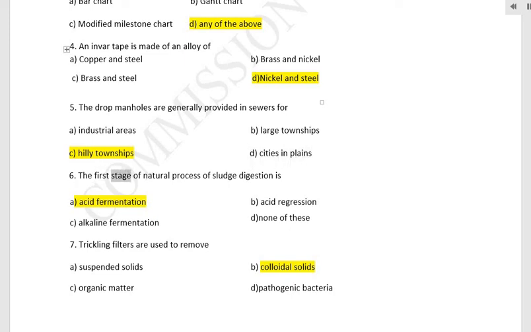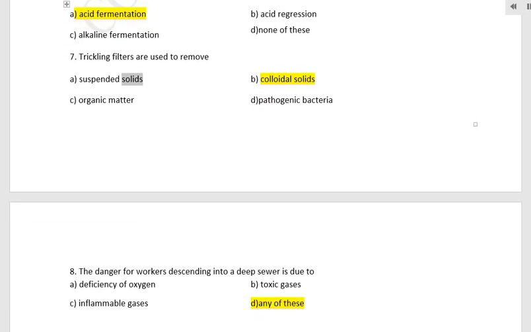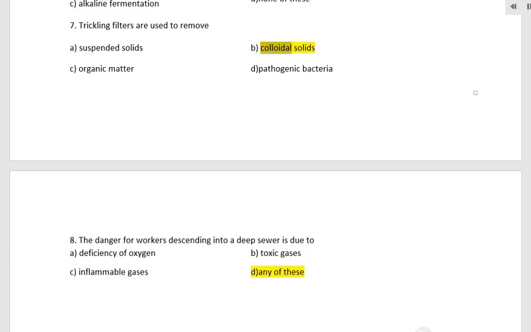6. The first stage of natural process of sludge digestion is A. Acid fermentation. B. Acid regression. C. Alkaline fermentation. D. None of these. 7. Trickling filters are used to remove A. Suspended solids. B. Colloidal solids.